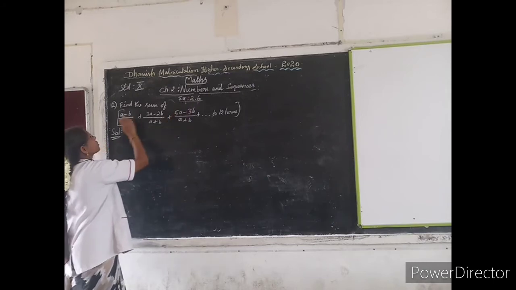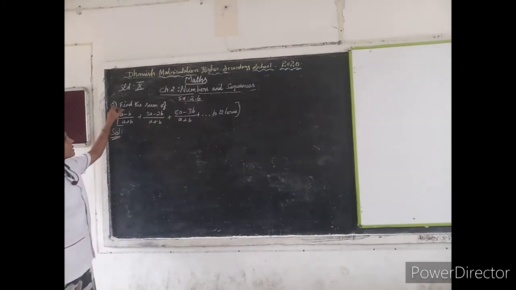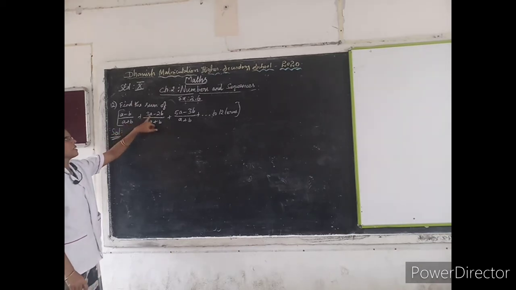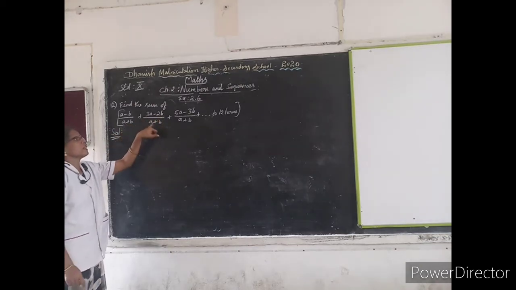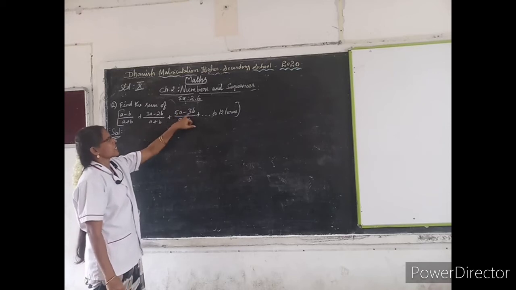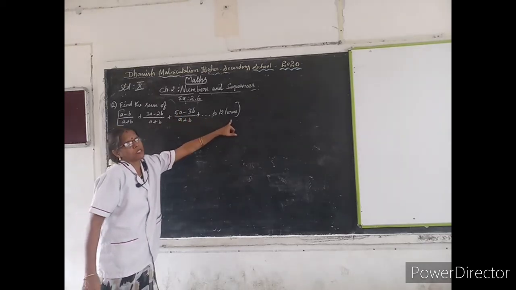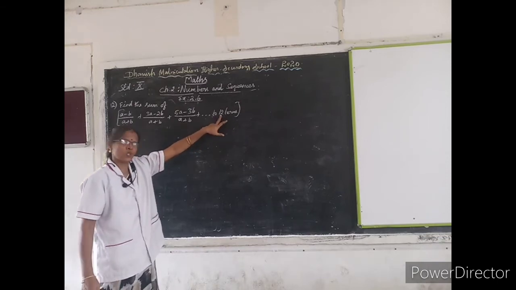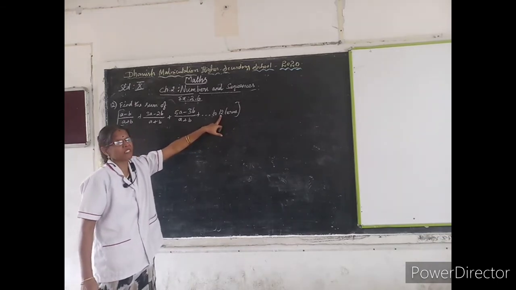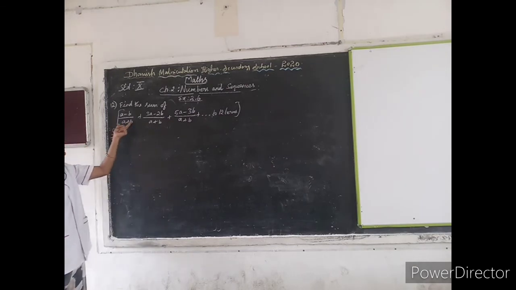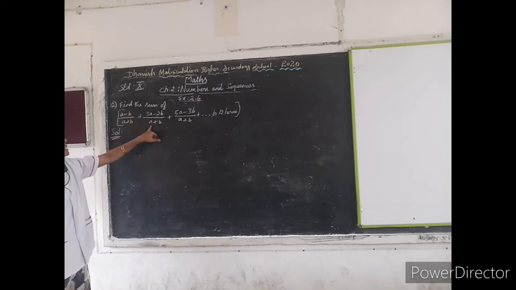Exercise 2.6, question number 12. Find the sum of a minus b by a plus b, plus 3a minus 2b by a plus b, plus 5a minus 3b by a plus b, plus etc., up to 12 terms. So here n is 12. Last term is not given here. So first term is a minus b by a plus b. Second term is 3a minus 2b by a plus b.